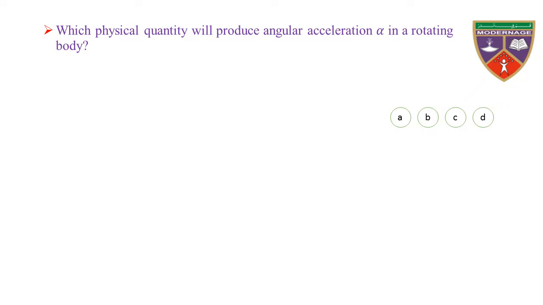Which physical quantity will produce angular acceleration alpha in a rotating body? Option A, impulse; option B, torque; option C, force; option D, inertia. The key is torque. Therefore, the correct option is B.